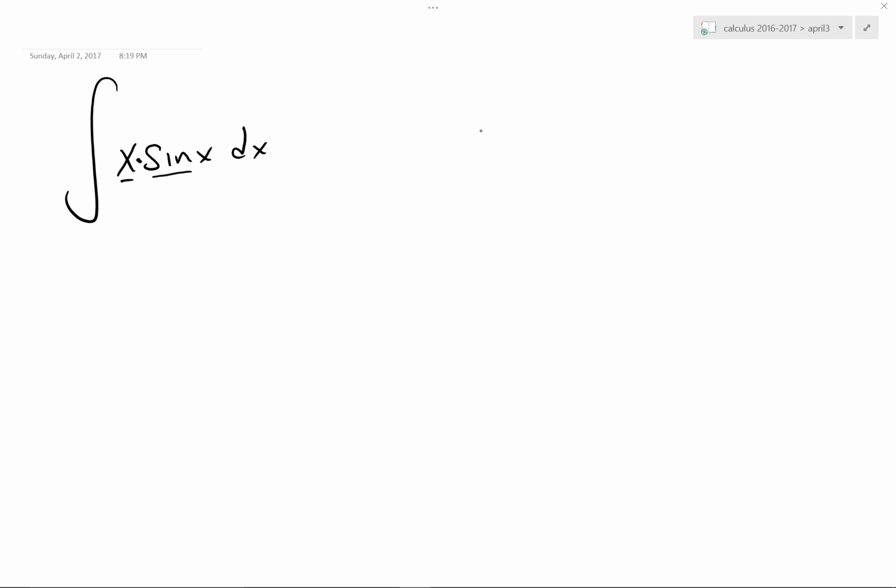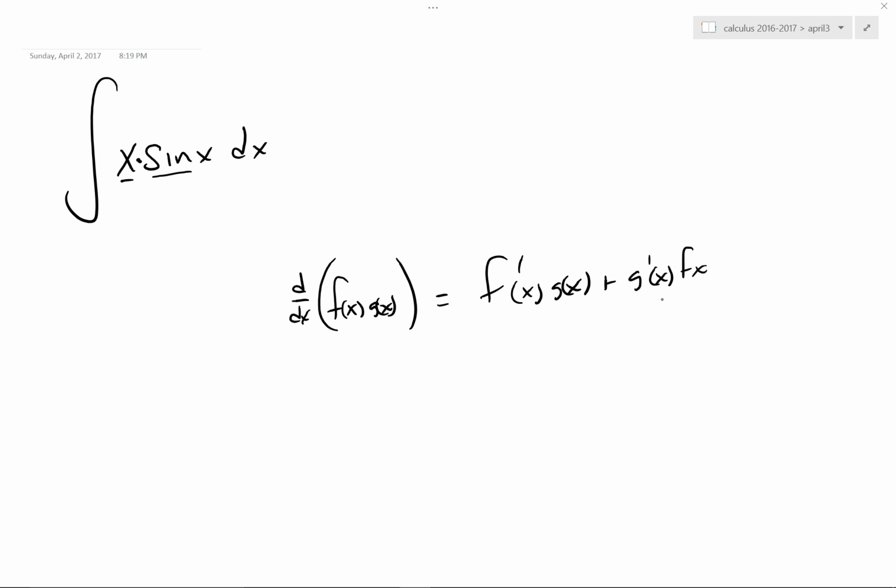So what we do is this. Now you might recall back in Calc 1, if you have some f of x times some g of x, and you take the derivative of it, of course you get f prime g plus g prime f, which is the product rule, yes? Well, this is very similar to that, except that we're working it backwards.